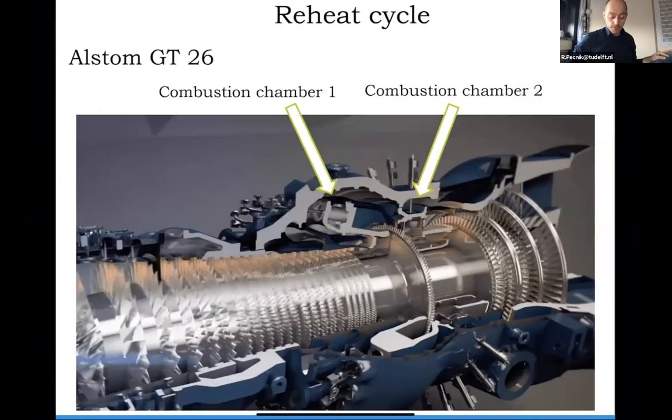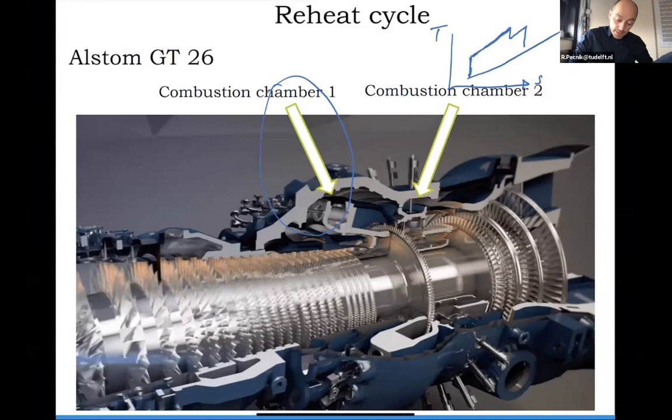And then I told you before, I discussed only quickly the recuperation, but then you can also have reheat, right? When you have the compressor and the heat addition, you expand not all the way down to ambient pressure, but only to another pressure, which is higher. And then you add another combustion chamber, and then you expand all the way down. And this will be a reheat cycle in a TS diagram, right? So you can see the compressor, first heat addition, which is this combustion chamber. The first one here, this is a gas turbine called GT26.